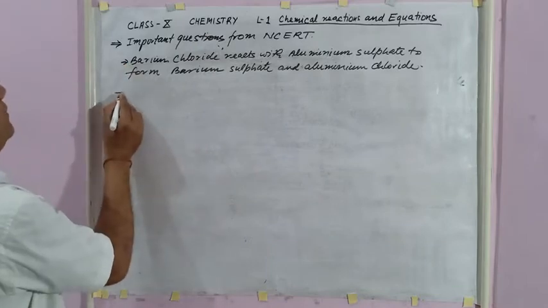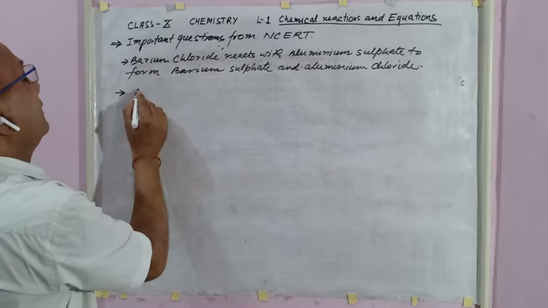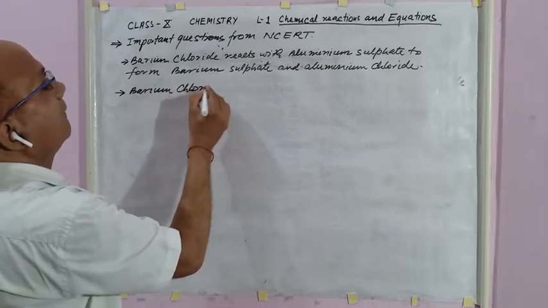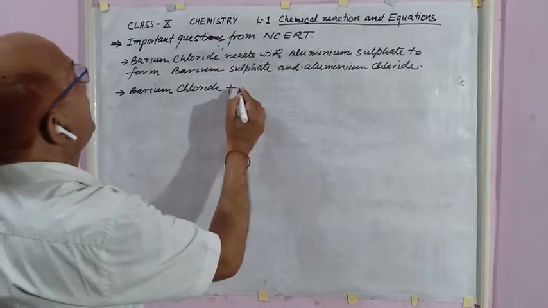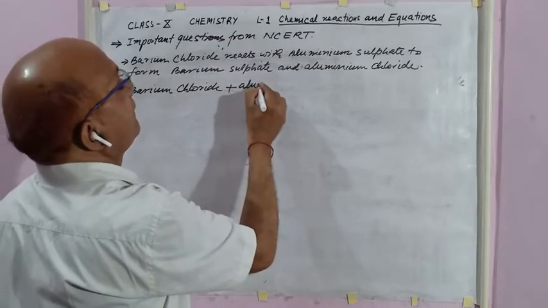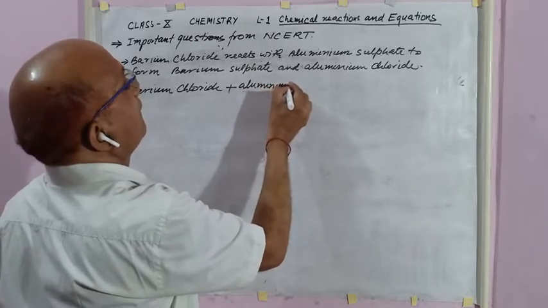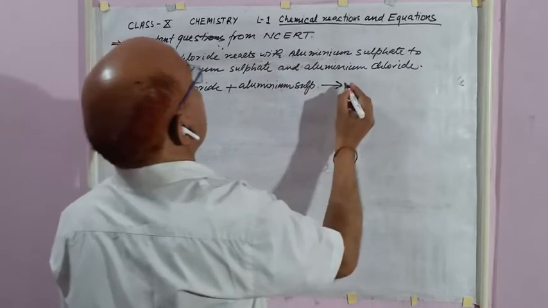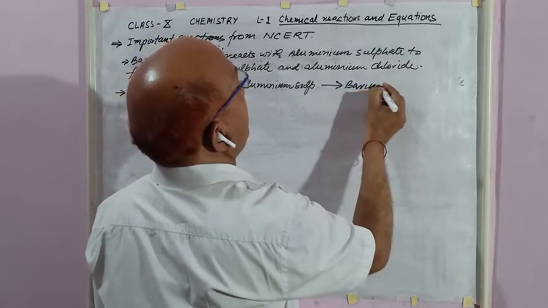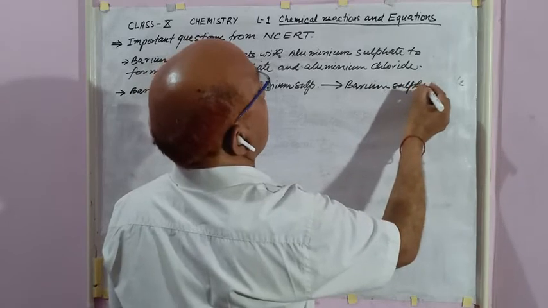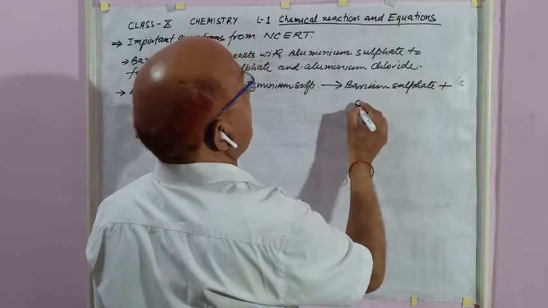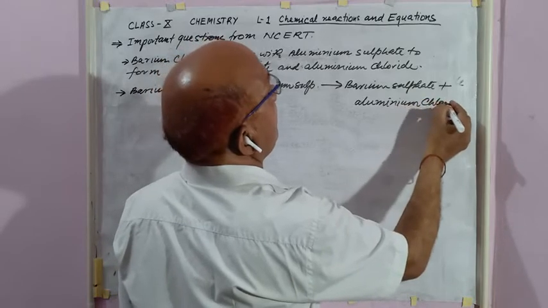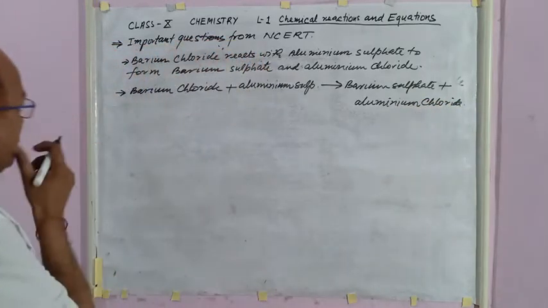So first we will convert it into a word equation. Barium chloride plus aluminium sulfate forms barium sulfate plus aluminium chloride. This is the word equation.